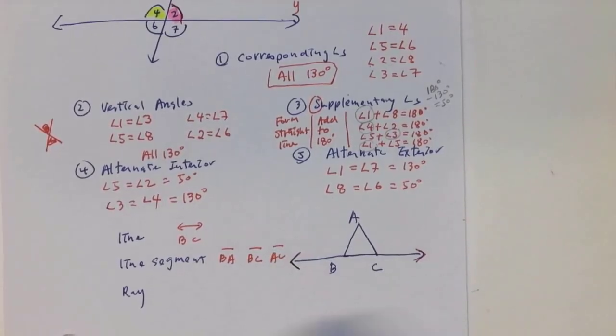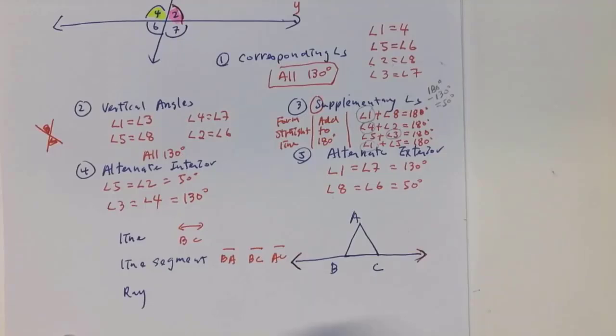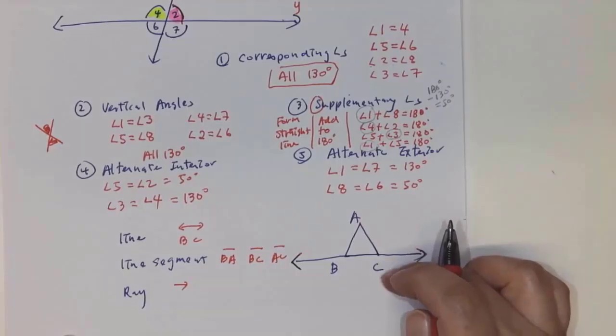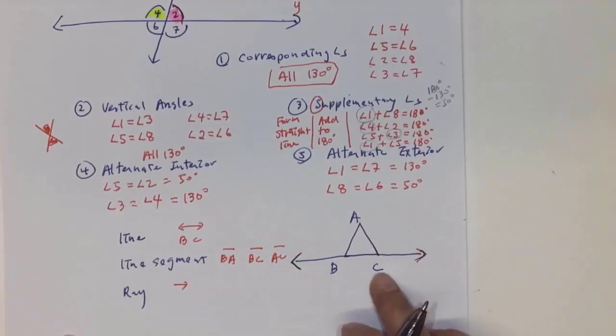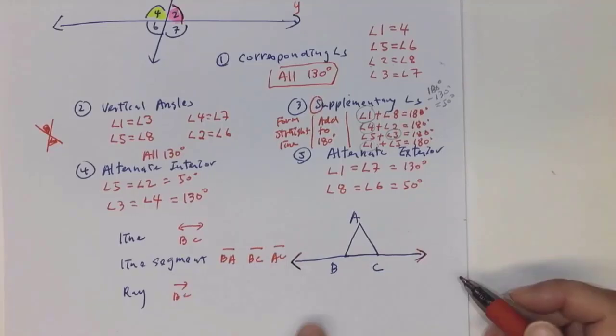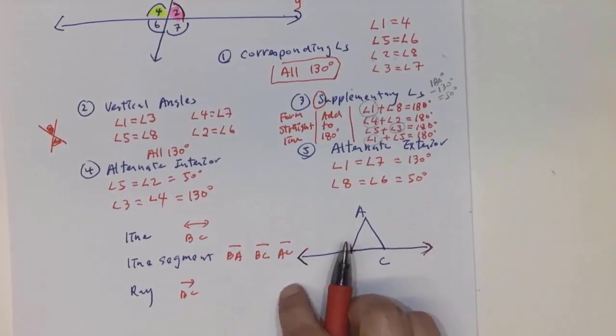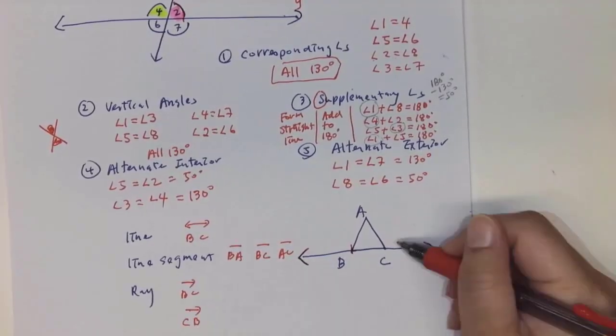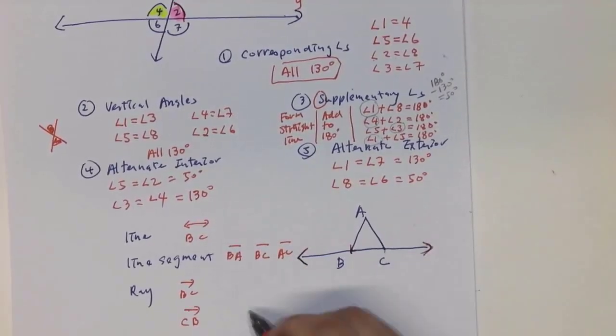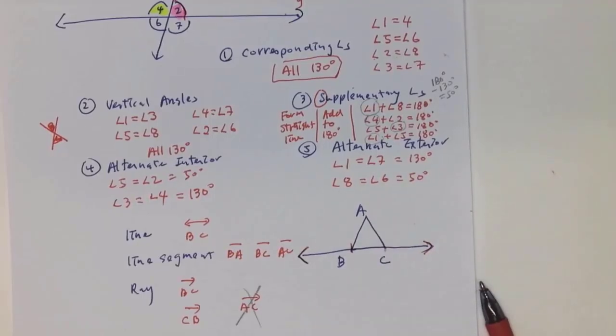How about a ray? 1 endpoint with an arrow. So give me an example. Can I do AC? No, it has 2 endpoints. I can still do BC because I can count this as the endpoint. This is the arrow. Or I can do CB. CB, this is the endpoint and go that arrow. Can I do AC? Like that? No, there's no arrow on one side, right? Are we okay? No endpoint, 2 endpoints, 1 endpoint and arrow.